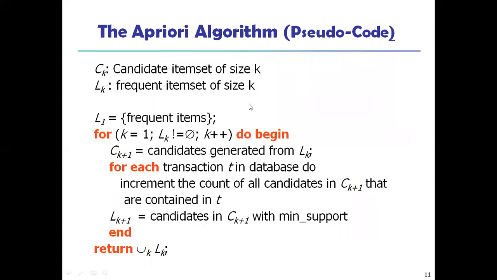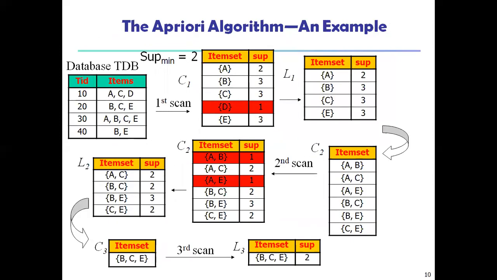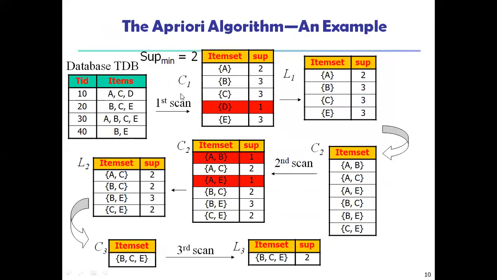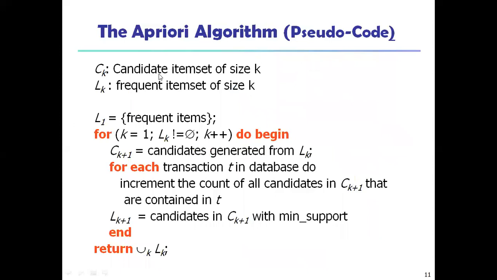Now, we have seen the example of how it works. Now we'll see the pseudocode for this algorithm. CK is the candidate item sets of size K and LK is the frequent item set of size K. This is what we have seen, what is C and what is L. C is nothing but the candidate item set of size K and L is the frequent item set of size K.